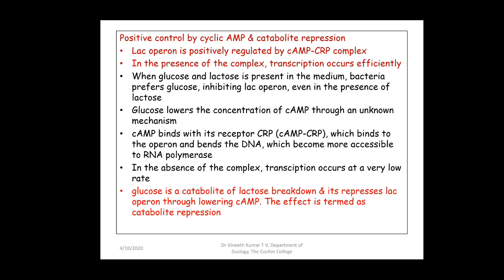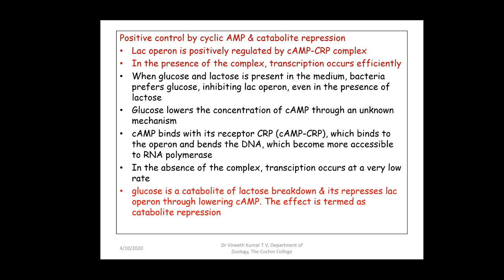In normal situations, the cAMP-CRP complex is a stimulator, or an activator, for the RNA polymerase to move on and transcribe more and more mRNAs. So in the presence of the complex, transcription occurs very efficiently.